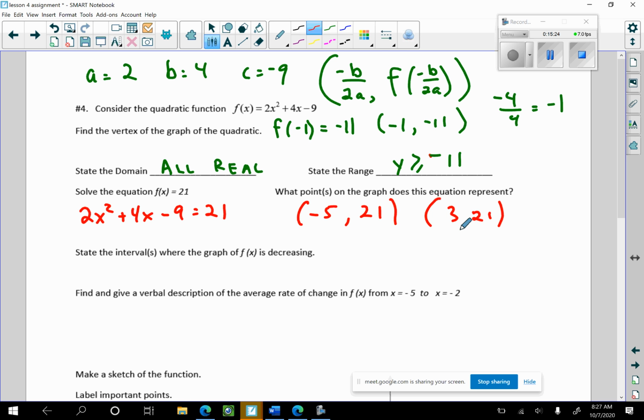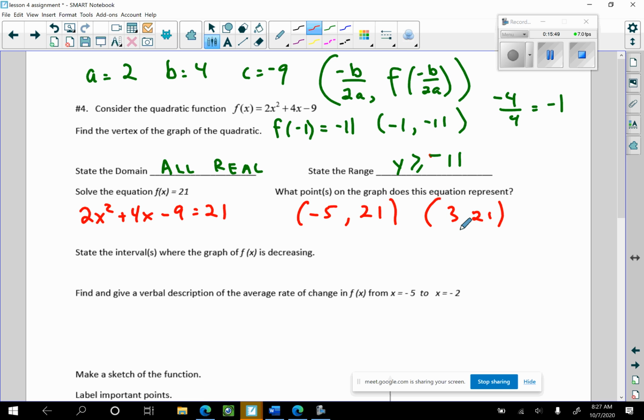Where is this function decreasing or increasing? A quadratic, if it opens up, decreases to the x-coordinate of the vertex and increases from the x-coordinate of the vertex onward. If it opens down, then it increases, then decreases.